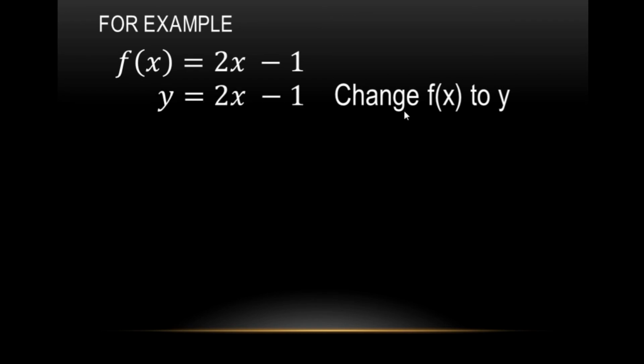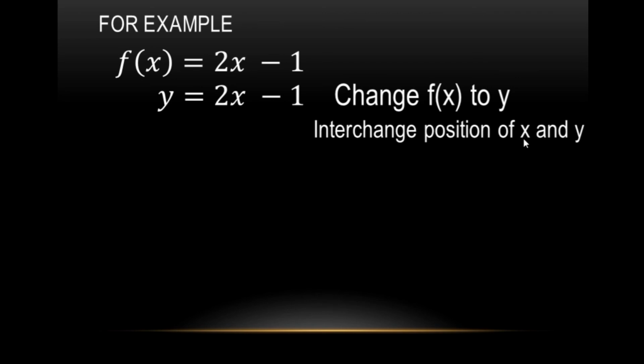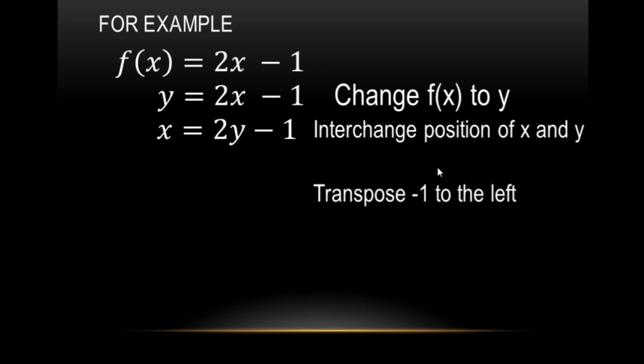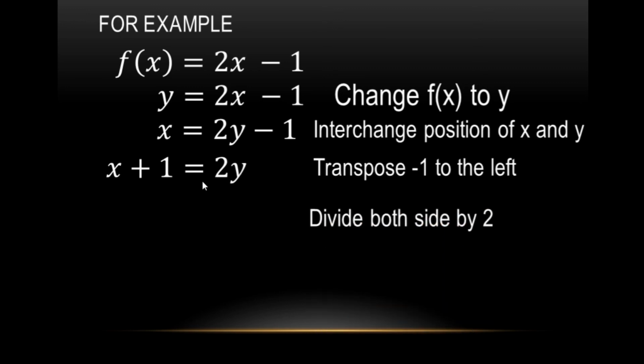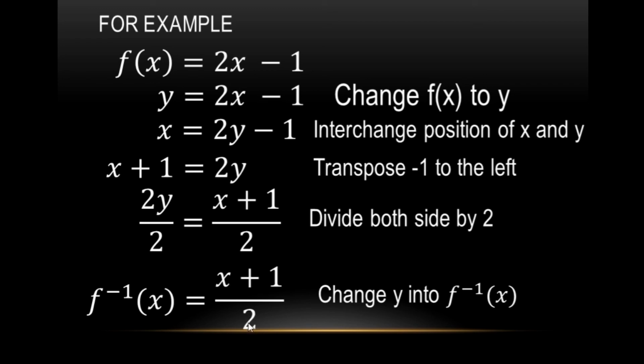Then after that, interchange the position of x and y. Lahat ng x, palitan mo ng y, and lahat ng y, palitan mo ng x. So, we're going to have x equals 2y minus 1. And then, transpose negative 1 to the left kasi we have to solve for y. Pag nilipat ko to sa left, that will be x plus 1 equals 2y. And then, divide both sides by 2. You're going to have y equals x plus 1 over 2.